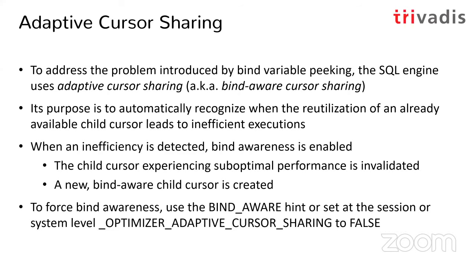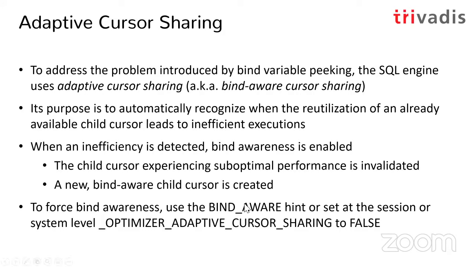Notice that if it doesn't work well, you have a couple of things you can do. For example, you can force bind awareness with the hint bind aware. That means that Oracle doesn't have to learn that the statement has a problem with bind peeking. You put the hint in, and then Oracle will immediately create the cursor bind aware. In that way, from the start, you get, let's say, the good execution plan, hopefully.